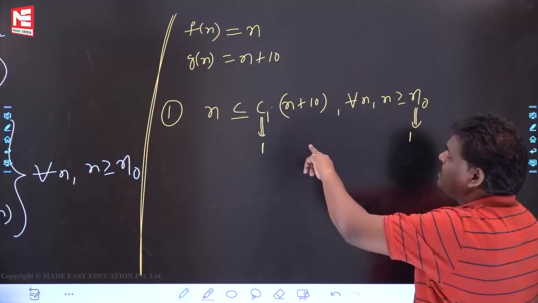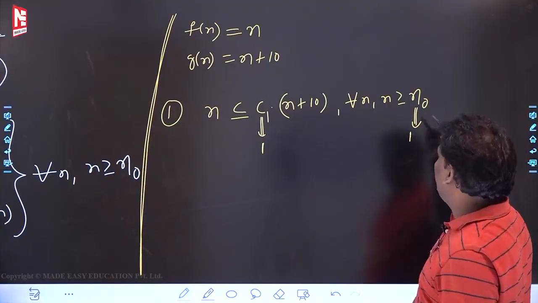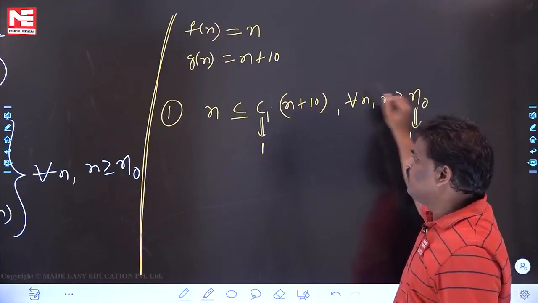So between f and g, big O is possible. For which C1 value? 1. What is the n0? 1. So from 1 onwards, for C1 equal to 1, big O is possible between them.